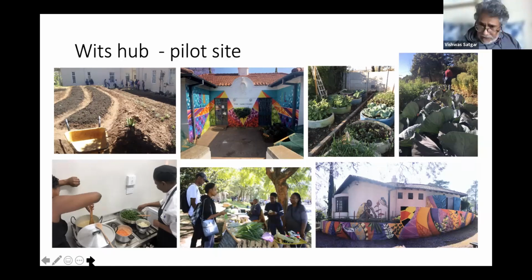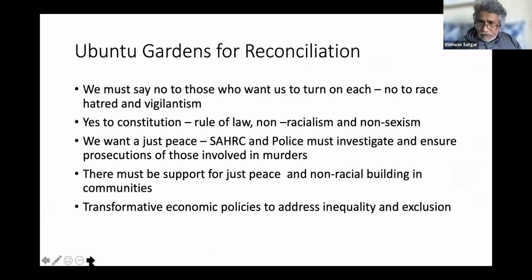We have 6 agroecology gardens at Wits University, again demonstrating that we can build a food commons that can meet the needs of everybody. But this is one of many examples. So today, we want to work with you to contribute in one small way to what has happened during July, and to advance the idea of Ubuntu Gardens for Reconciliation.